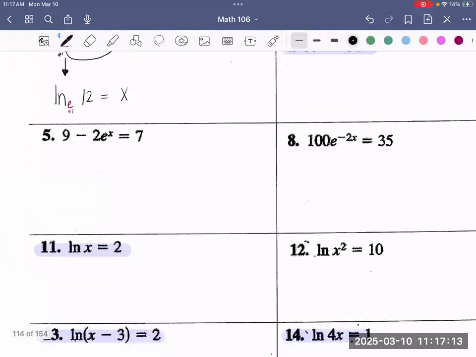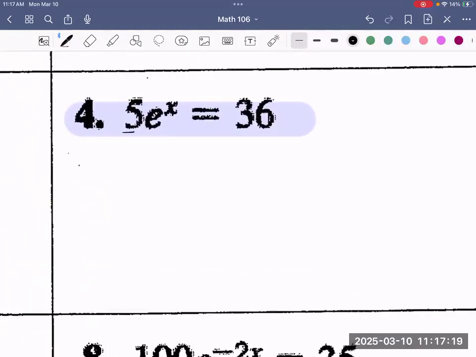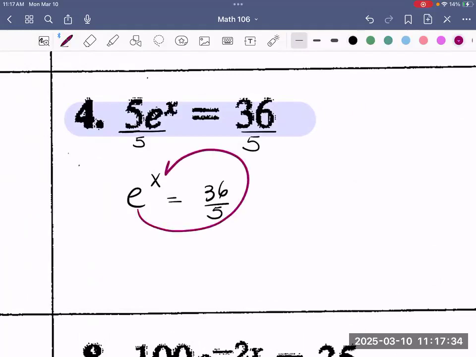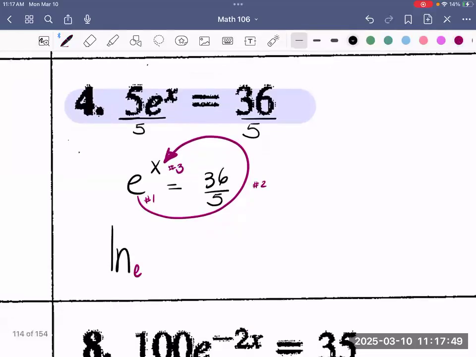Let's do it again with number 11. Actually, let's do it one more time with number 4. You'll notice that we have this 5 over here, so we might want to consider dividing everything by 5 to start. So e^x is equal to 36 over 5. And now that your e is all alone, right, we can do your swoop, number 1, number 2, and number 3. Again, to go into a logarithm, we need to write ln. And because we have a base of e, right, e is with your ln. We have 36 over 5 is equal to x once more.